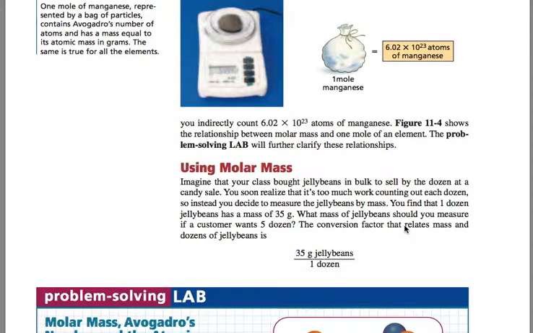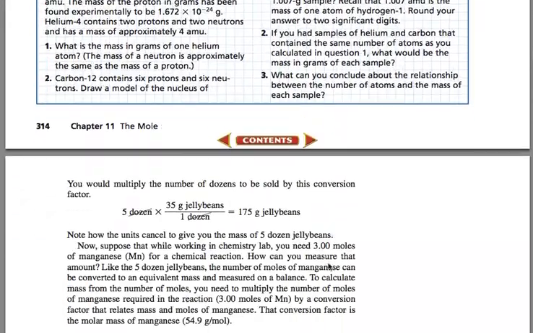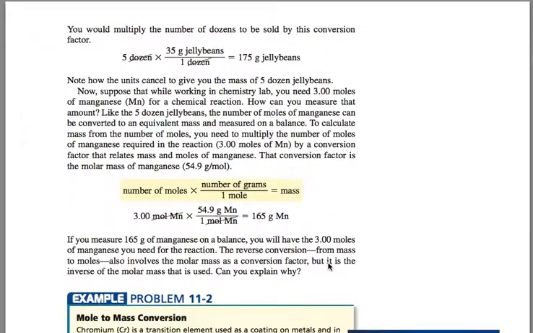The conversion factor that relates mass and dozens of jelly beans is this. There are 35 grams of jelly beans per dozen. Remember, a dozen is 12. So you could do the math, right? Jelly beans per dozen, and we want 5 dozen, okay? So in the end, we want to know how many grams of jelly beans we need to make 5 dozen.